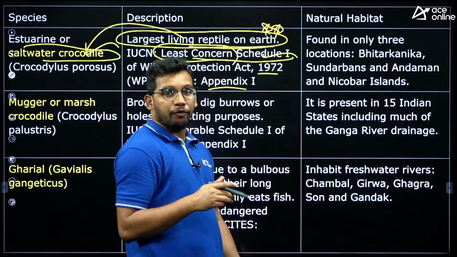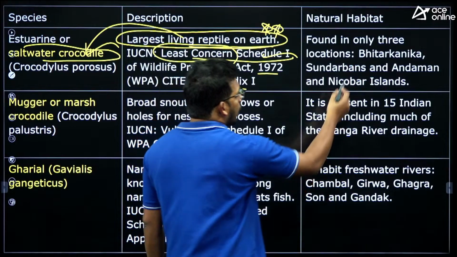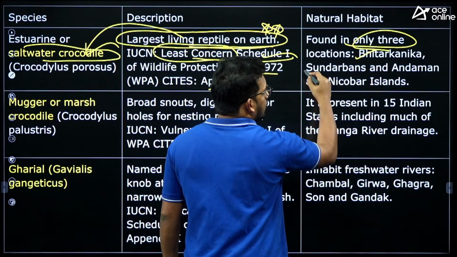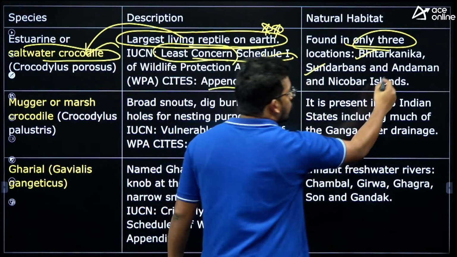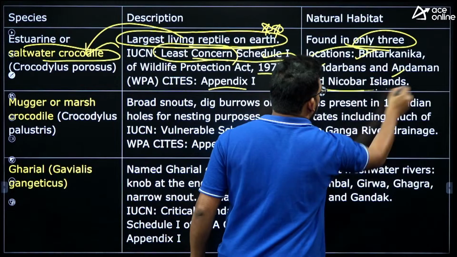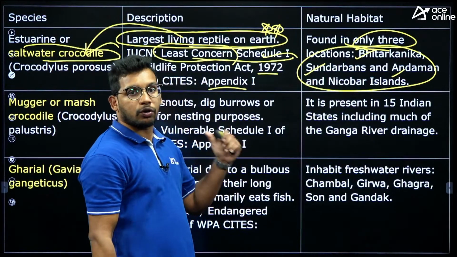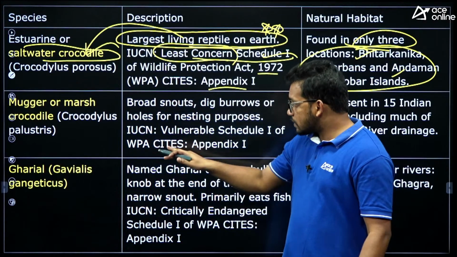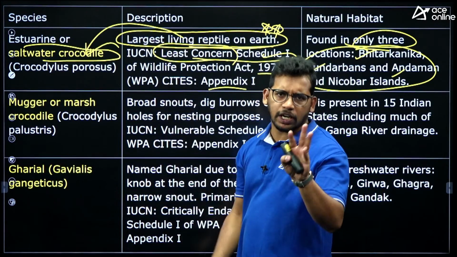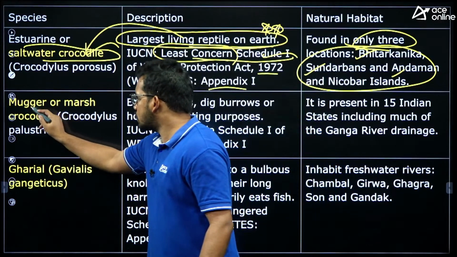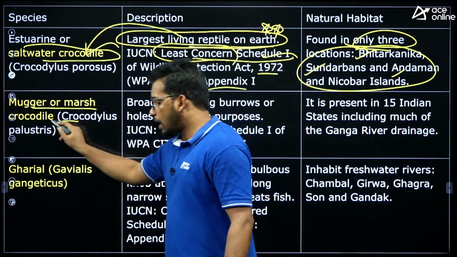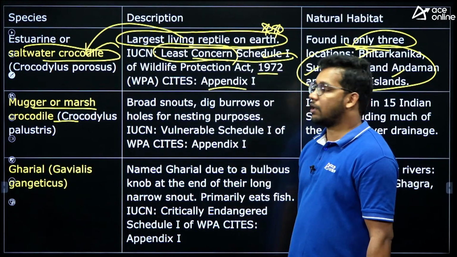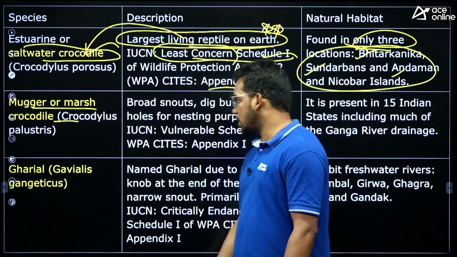And in India, where they are found is also very important. They are found only in 3 locations in India: Bhitarkanika, Sundarbans and Andaman Nicobar Islands. So these are the 3 regions where these saltwater crocodiles are located. Next species, in India we have 3 types of crocodile species, right? Next one, Mugger crocodile or marsh crocodile. So this is the second category of crocodiles that we have.